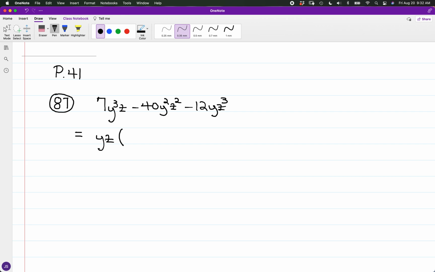Upon factoring out yz, we divide yz into 7y cubed z. So you have 7, y into y cubed is y squared, and z goes completely into itself. Then for the next term, yz into negative 40 y to the second z to the second, we have negative 40yz. And for yz into negative 12 yz cubed, we have negative 12. Y goes completely into itself. As for z into z cubed, we have negative 12 z squared.